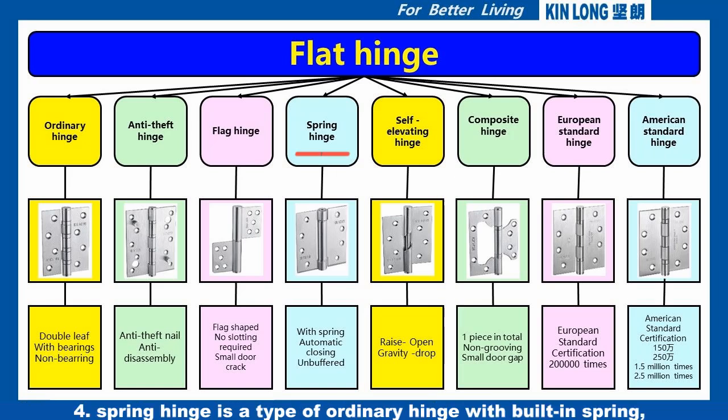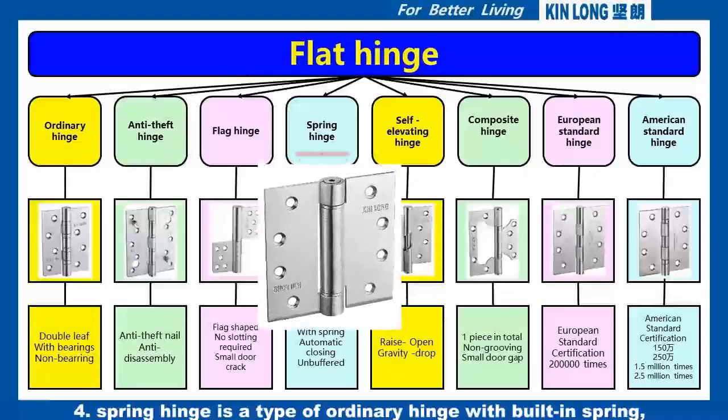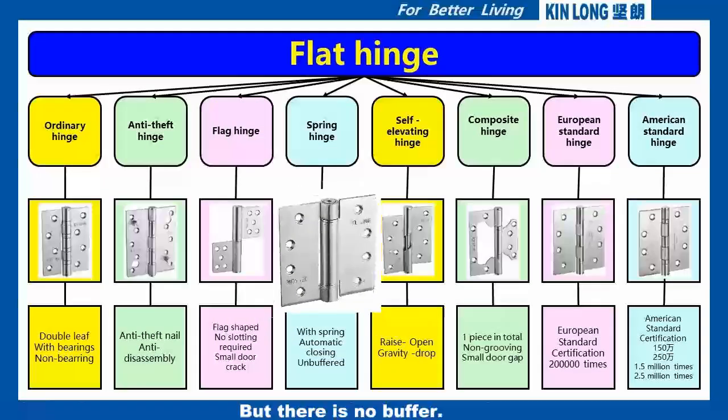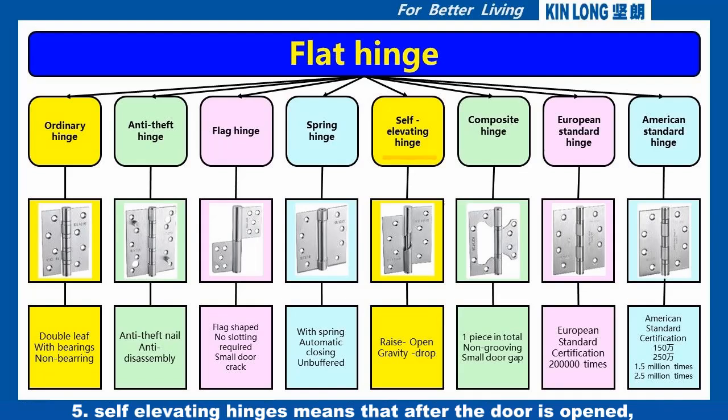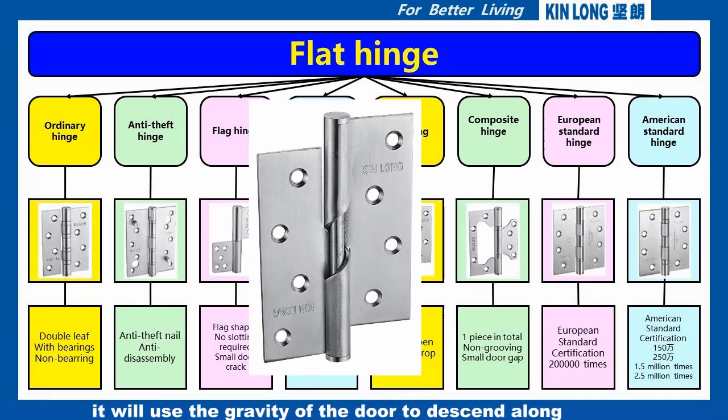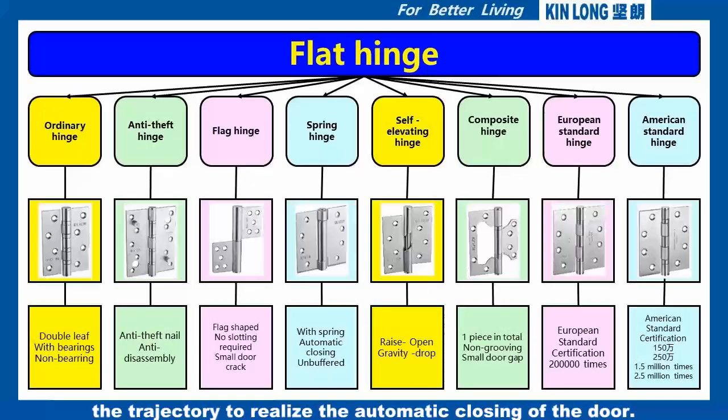4. Spring hinge is a type of ordinary hinge with a built-in spring, which can automatically close the door under the force of the spring, but there is no buffer. 5. Self-elevating hinge means that after the door is opened, the leaf will rise. After letting go, it will use the gravity of the door to descend along the trajectory to realize the automatic closing of the door.